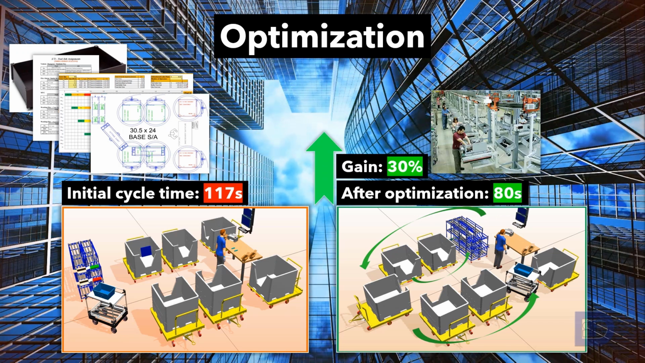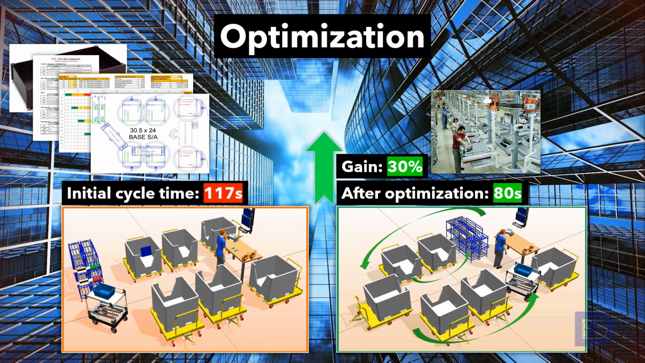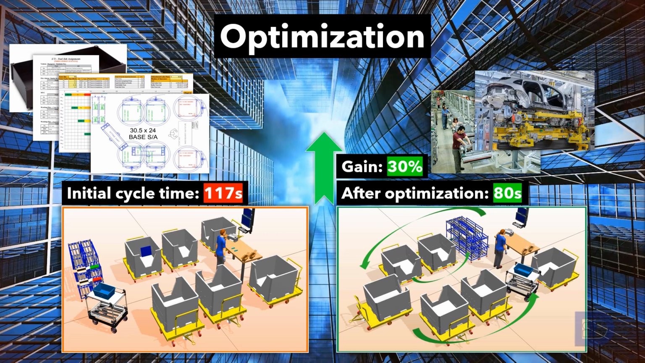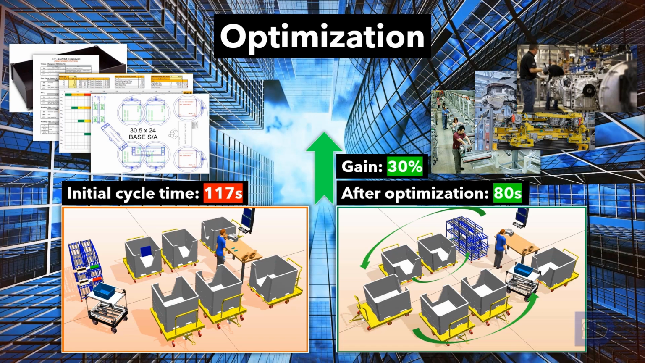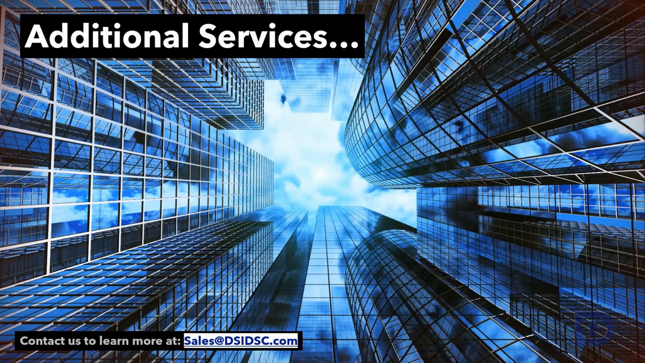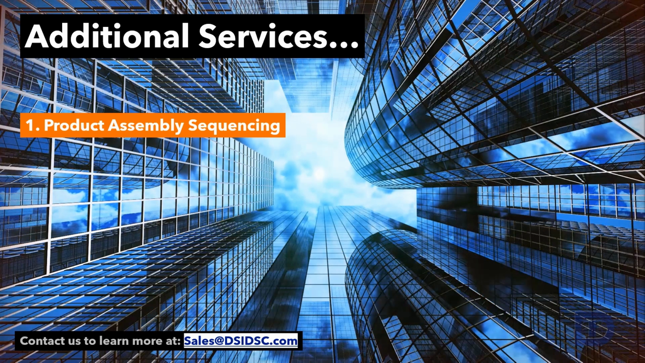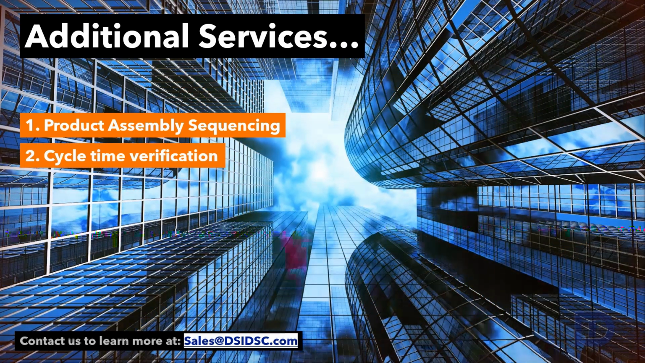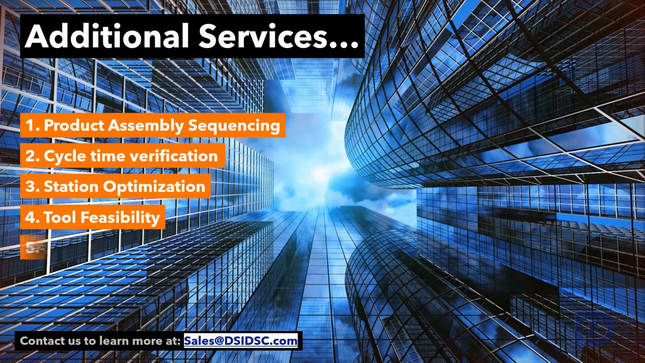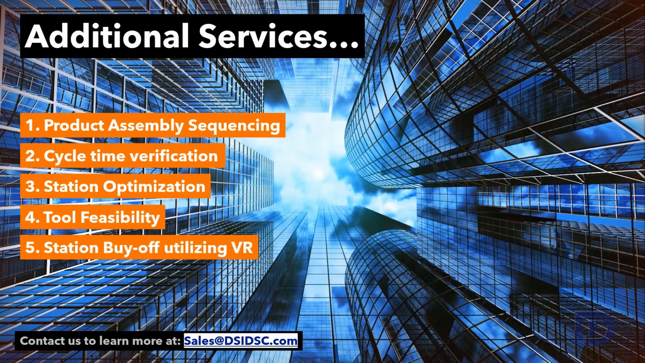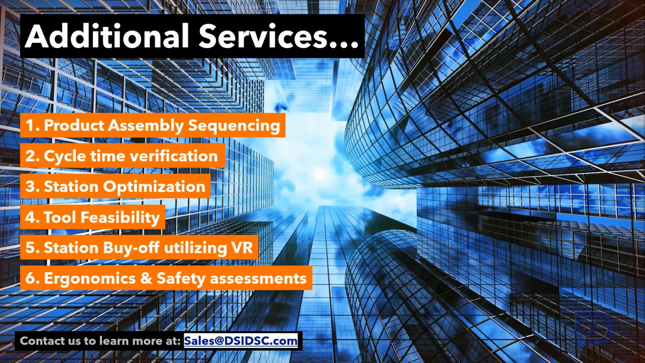These techniques can be applied in static work cells, dynamic assembly lines in the automotive industry, and both conventional and electric powertrain assembly plants. Some of our additional services include product assembly sequencing, cycle time validation, station optimization, tool feasibility studies, station buy-offs using VR technology, and ergonomic and safety assessments.